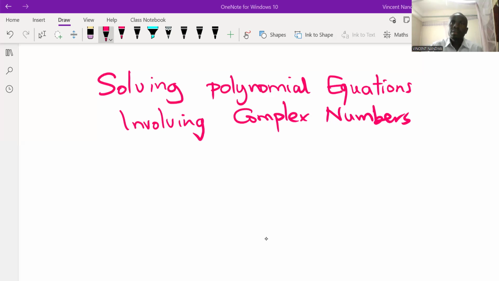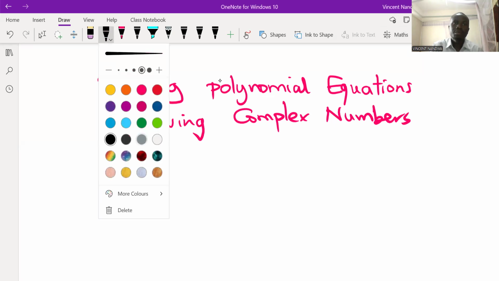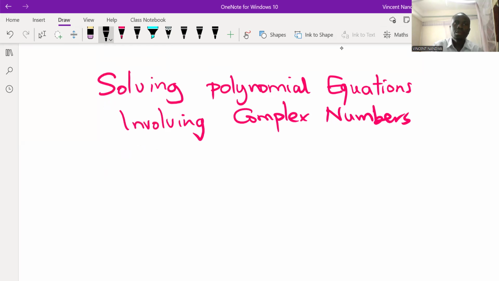Welcome again. In this session, we are going to discuss the polynomial equations involving complex numbers. So we begin by explaining the simple solution of a quadratic equation whose roots are complex numbers.